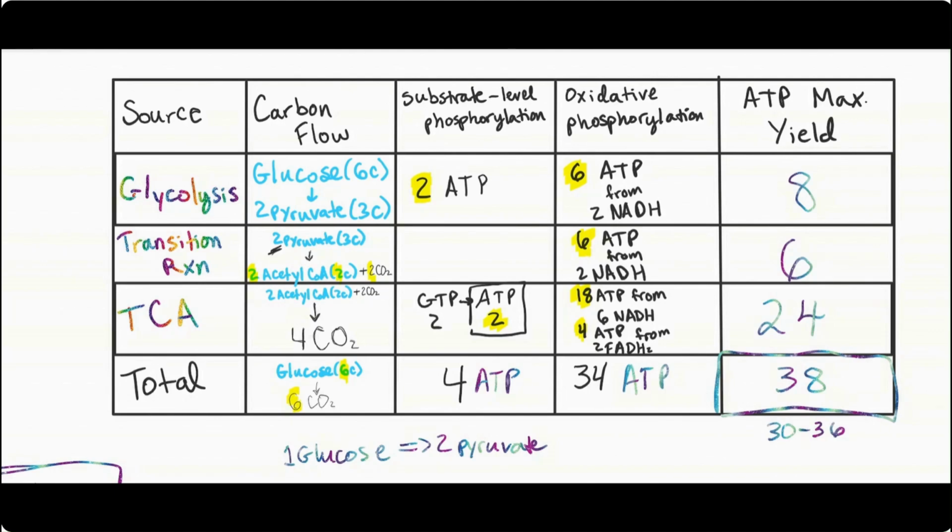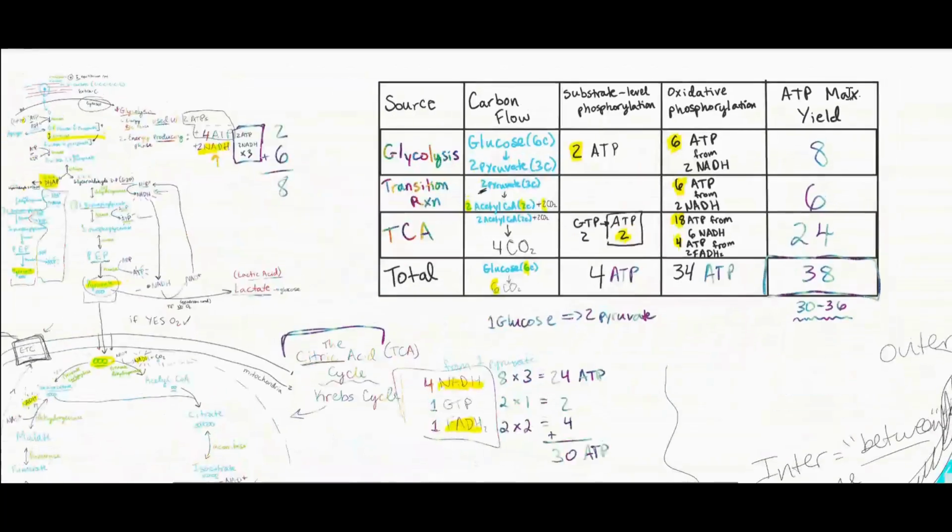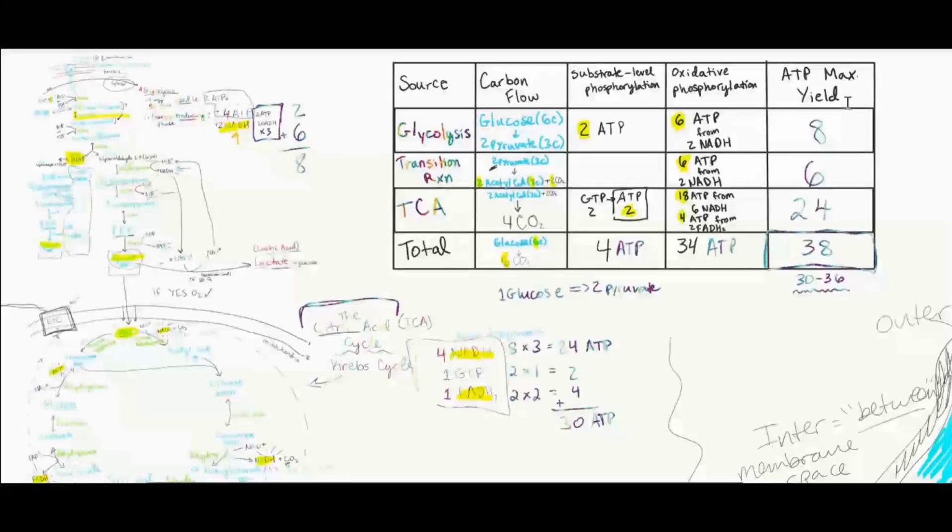Sound good? So if you've ever heard that cellular respiration produces exactly 34 ATP, that's probably because people are mistakenly only referring to the energy we get at the very end through oxidative phosphorylation in a perfect system. They're basically excluding the ATP we produce directly in this whole process. They're only looking at a part of the whole. But the total maximum yield in a perfect system would be 38 ATP, which in reality is equivalent to about 30 to 36 ATP.